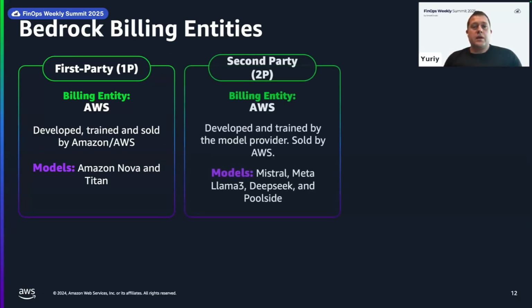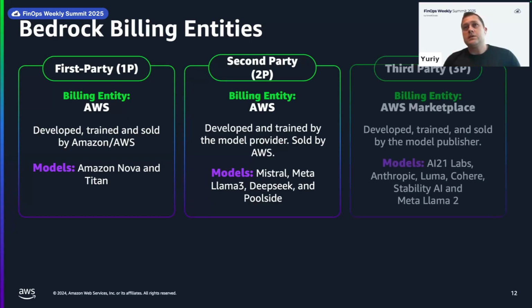billing entity AWS. Then second-party models, these are the models which are developed and trained by different model providers, not AWS, but sold by AWS. Usually those are the open source models from different providers, the ones that we can also sell because they are open source. And they are also billed with billing entity AWS because we sell them. And there are third-party models. These are the models which are developed, trained, and sold by the model publishers or model providers. So those models are actually billed with AWS Marketplace as the billing entity.